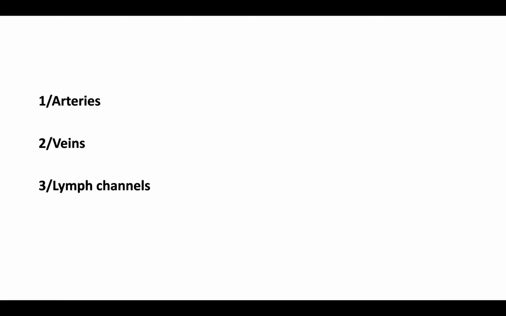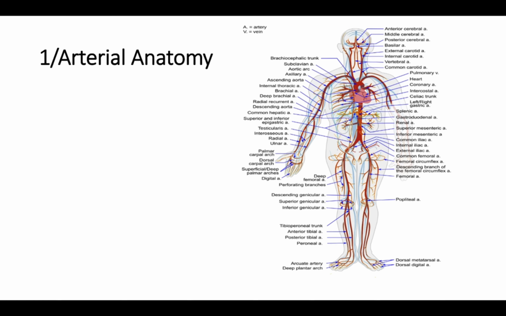To simplify the lecture, I want you to think about vascular as arteries, veins, and lymph channels. We're going to tackle each one separately. We're going to tackle the anatomy and the pathology of each. We will start with the artery. This is the arterial tree.